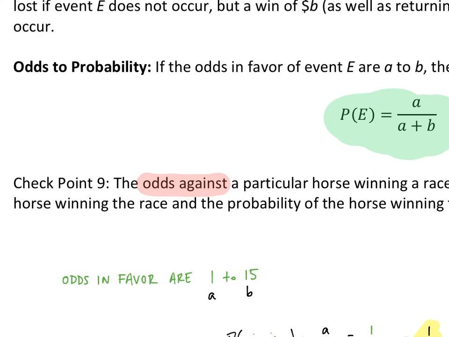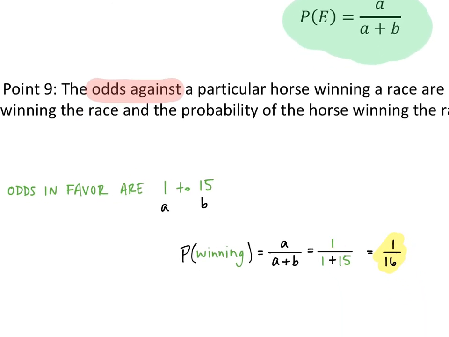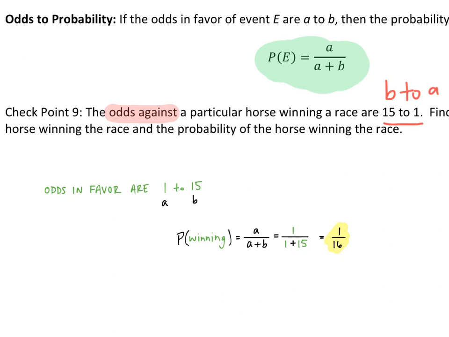Now we're just going to use this formula to help figure out the probability. If I know what A and B are, I'm just going to plug that in here. So the probability of the horse winning is simply going to be, using our formula, A over A plus B. A is our 1, so 1 over A plus B, B is 15, and we get 1 to 16 is the probability, or 1 out of 16 chances is the probability of our horse winning, with the odds against it being 15 to 1.